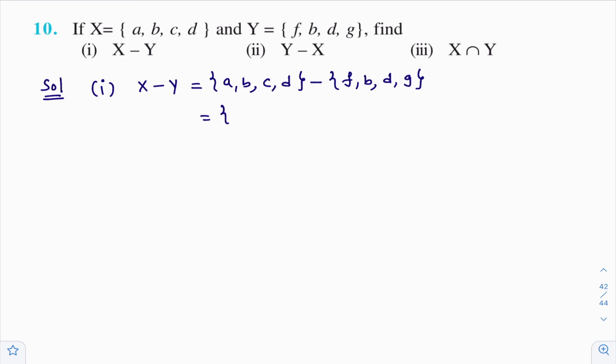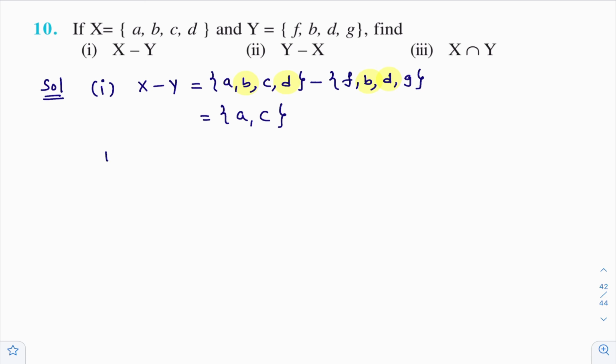First, identify the common elements. B is present in both, D is present in both. Next, is there any element common in both? Now, x minus y means the elements present in x only but not in y. So other than common elements, in first set, what elements are remaining, those elements you need to write: A, C. I hope you understand. So x minus y is A comma C.